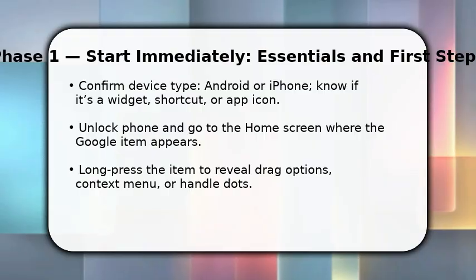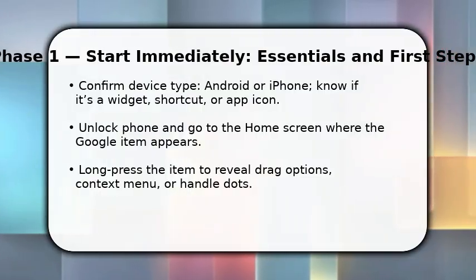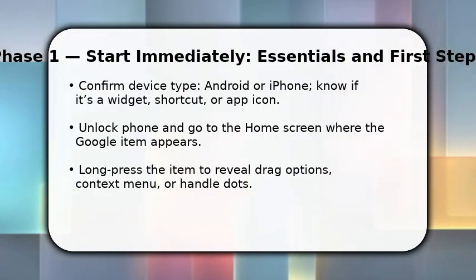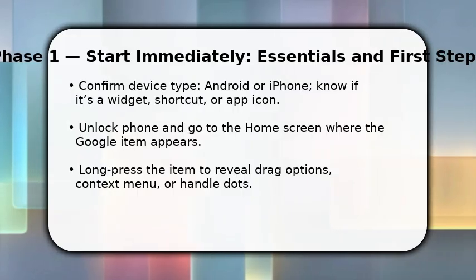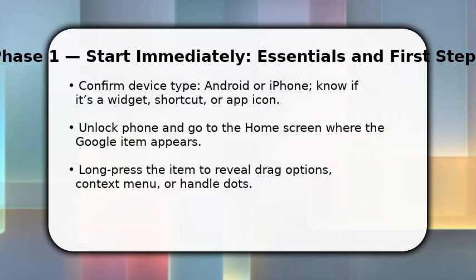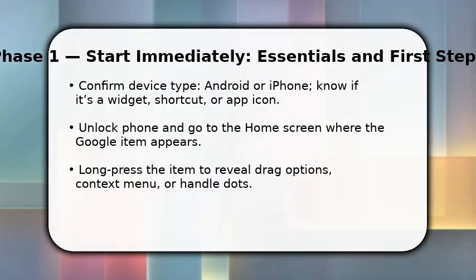Enjoy the video. You see the Google item, now act. First, confirm whether it is a widget, a browser shortcut, or the Google app icon on Android or iPhone. Once done, unlock the phone and go straight to that home screen.